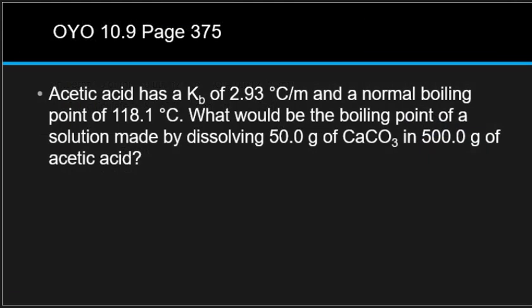All right, acetic acid. Okay, we're doing something besides water and salt. Here we go. Acetic acid has a Kb of 2.93 C/m and a normal boiling point of 118.1 degrees C. What would be the boiling point of a solution made by dissolving 50 grams of calcium carbonate in 500 grams of acetic acid? We see we have to change that already right there.